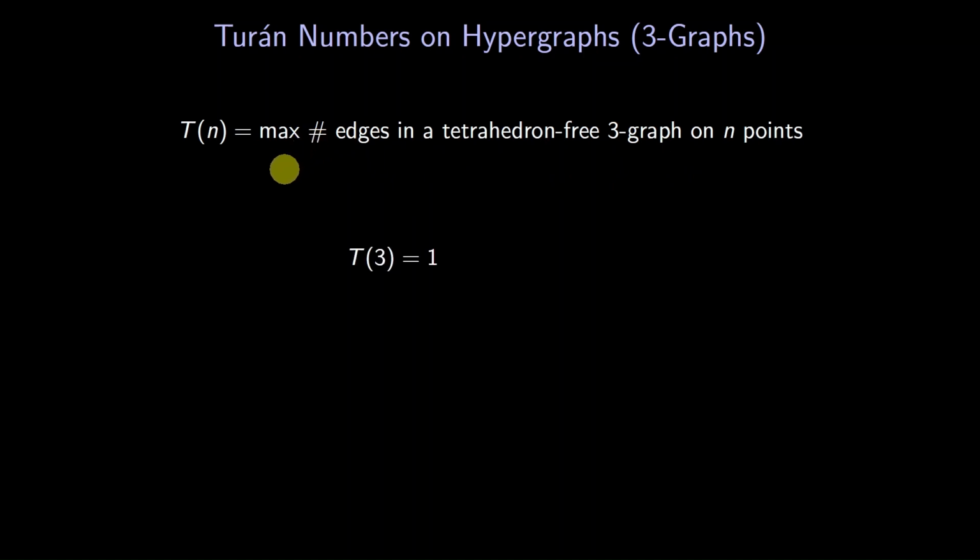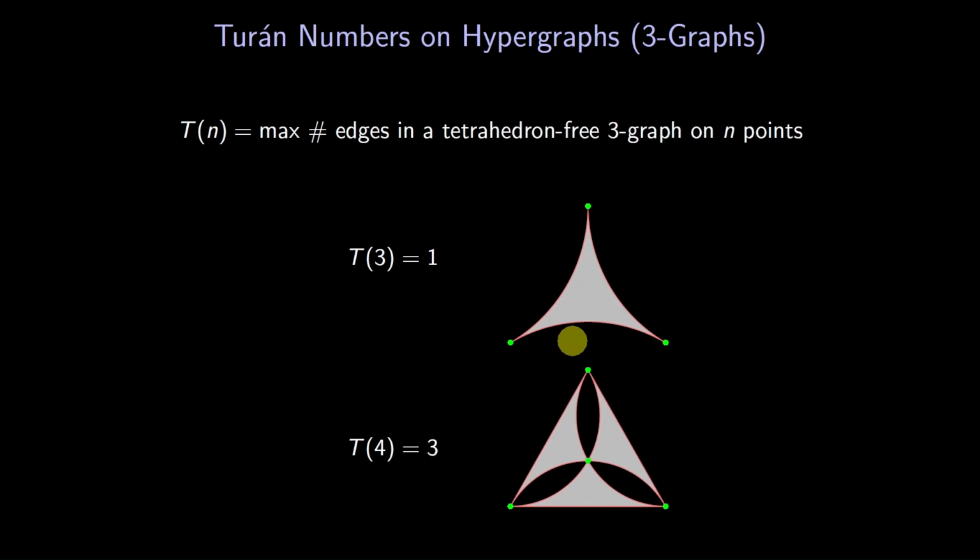As an example, T of 3 equals 1 because we can have one edge on 3 points. Also, T of 4 equals 3 because on 4 points we can have 3 edges, but 4 edges would be a tetrahedron. What about the other Turán numbers?